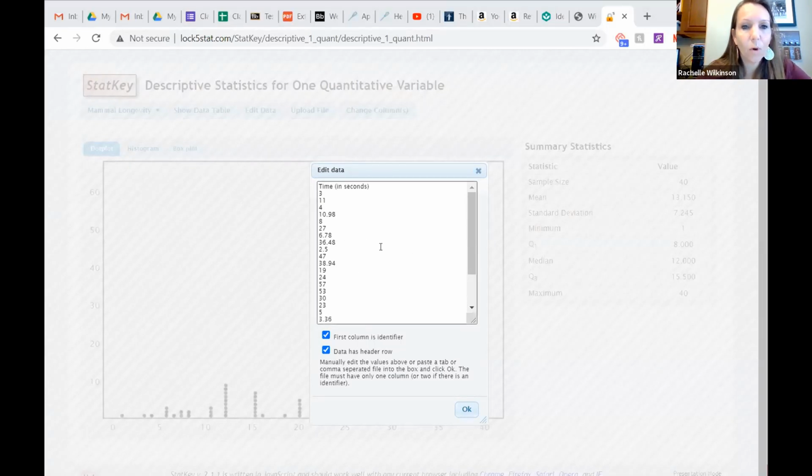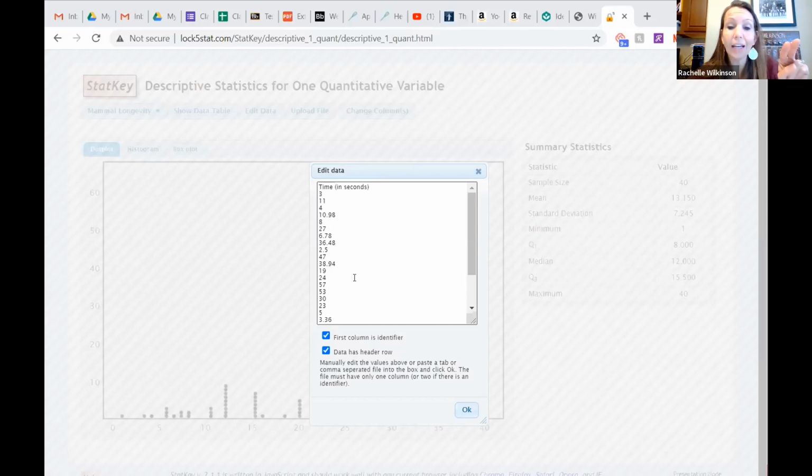All right, so once I've got this in here, the previous data set, the one with the animal longevity data, said what animal it was and how long it lived. So it had an identifier column, meaning a column that identified what animal went with which observation. But our data set, if you just copied over the time column, does not have an identifier column. So you need to uncheck that box that says first column is an identifier.